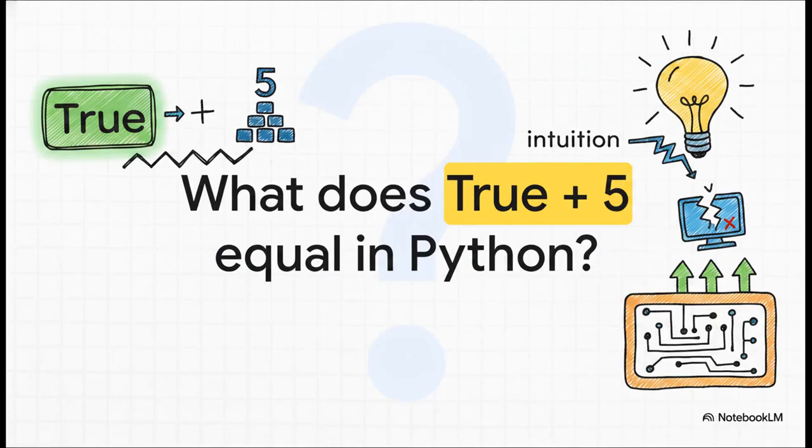Let's kick things off with a totally mind-bending question to test your intuition. What actually happens if you try to do math with a Boolean? Like, what does True plus 5 equal in Python? If your instinct is that it throws a type error or maybe just crashes the whole program, hold on to that thought. The real answer is going to completely change how you view Python's fundamental data types.